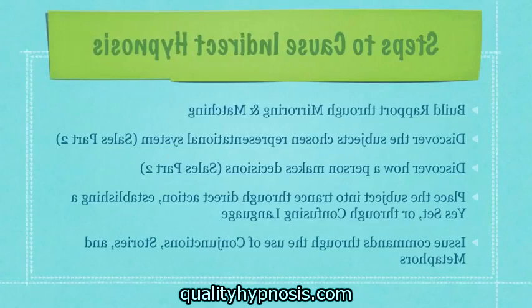If you want to, instead of seeing a list of things, you actually want to see how to implement these techniques. Then you place the subject into trance through either a direct action by establishing a yes set or through confusing language. Then you issue commands through the use of conjunctions, stories, and metaphors.